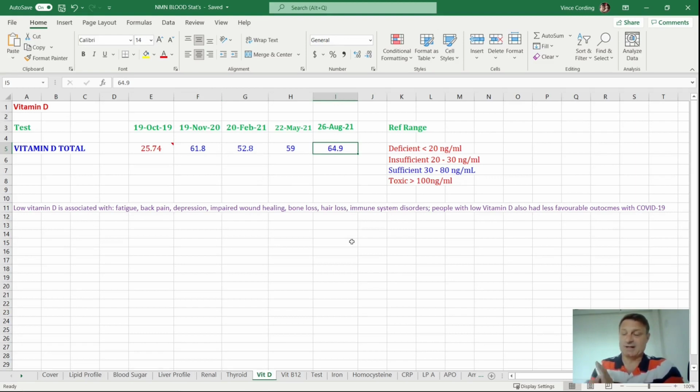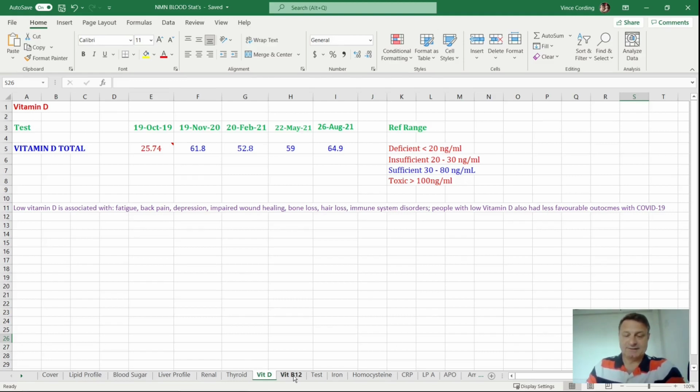As you know, I've done a couple of vitamin D videos, and it's not until you realize how powerful this hormone is, in that it can affect fatigue, back pain, depression. It impedes wound healing, bone loss, hair loss, immune system disorders. And also remember that people who had lower vitamin D also had less favorable outcomes with COVID-19. And if you've seen one of my last update videos, you'll know I did get COVID-19, and it may be the vitamin D, but I did have very mild symptoms.